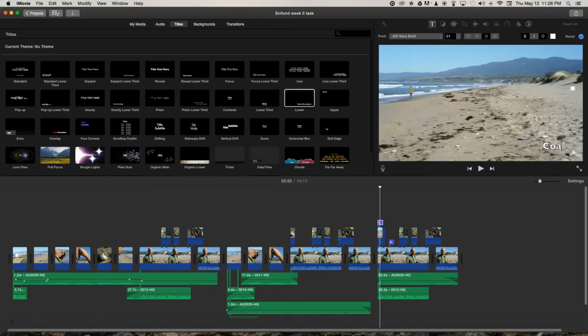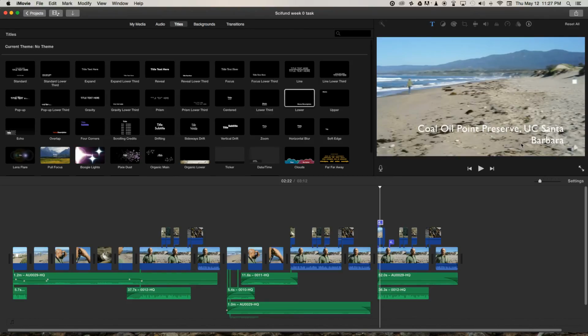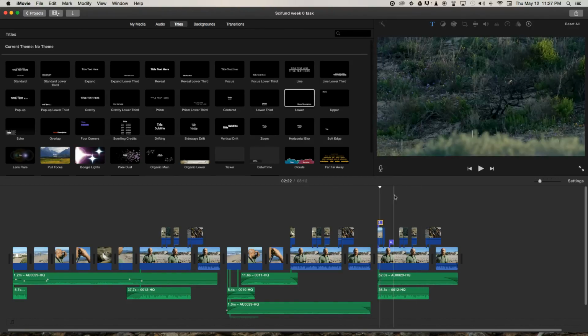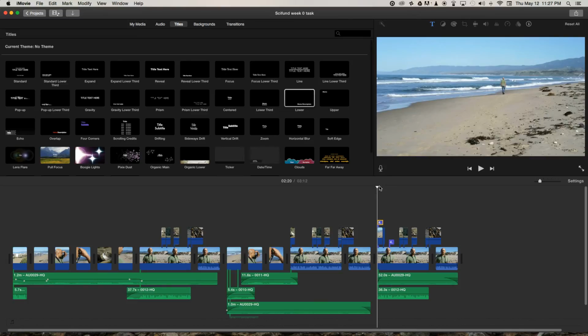type in Coal Oil Point Preserve, UC Santa Barbara, and then we can get rid of those cheesy effects and just have a simple text there illustrating where we are, what we're looking at.